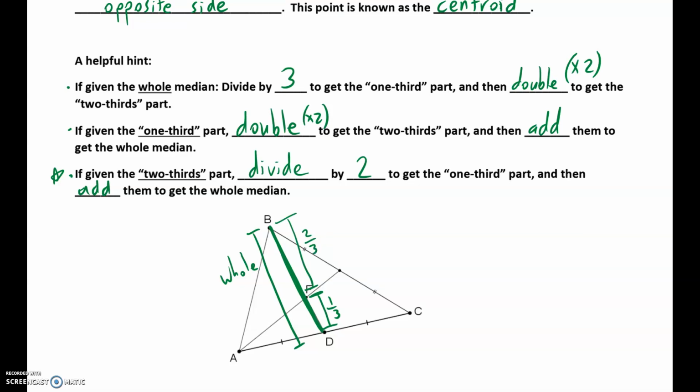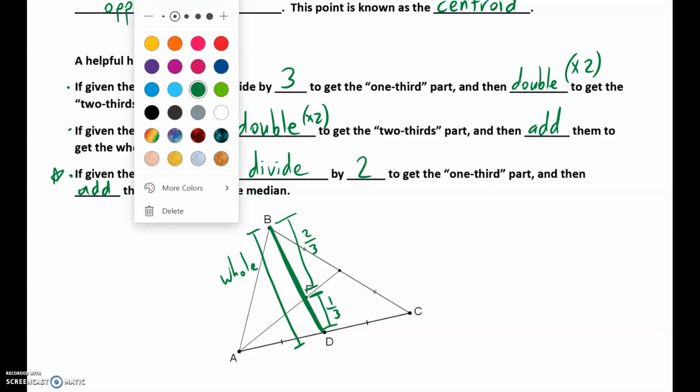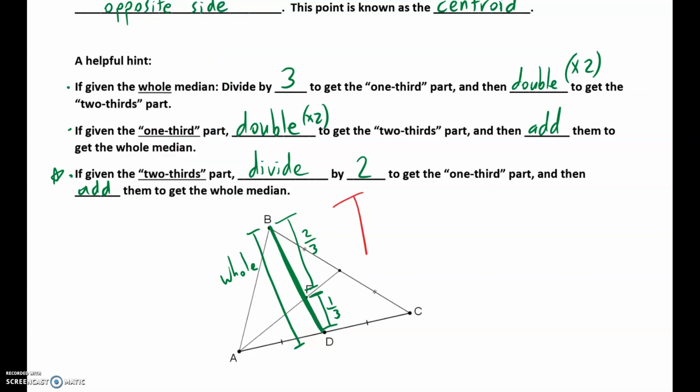So to give you an example, I'm going to write this in a different color for you so you can figure it out. Let's imagine I have the whole thing, and I tell you, hey, the whole thing is 15. Well, okay, so I've got the whole thing, right? So I'm going to divide by 3 to get the 1/3 part. So 15 divided by 3 is 5, okay? Then, to get the 2/3 part, I simply double this. So 5 times 2 is 10. Does that make sense? You take 15 divided by 3 to get the 1/3, you double it to get the 2/3, and then you add them to get the whole thing.